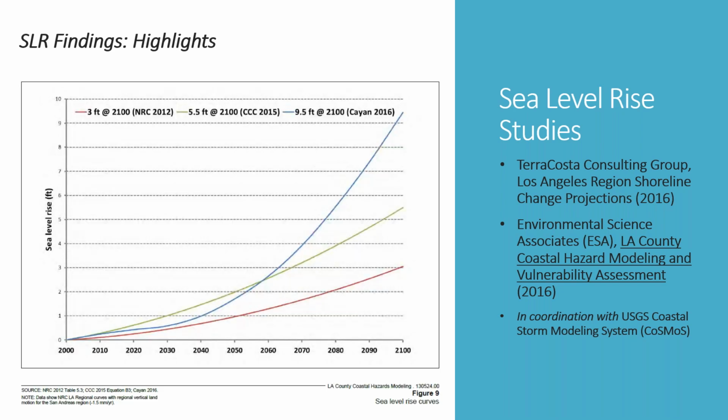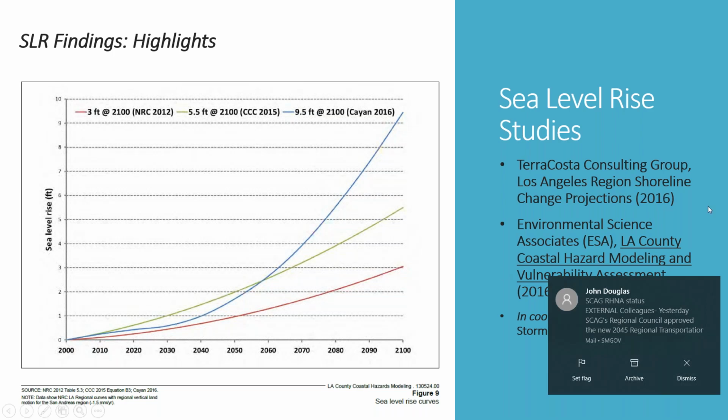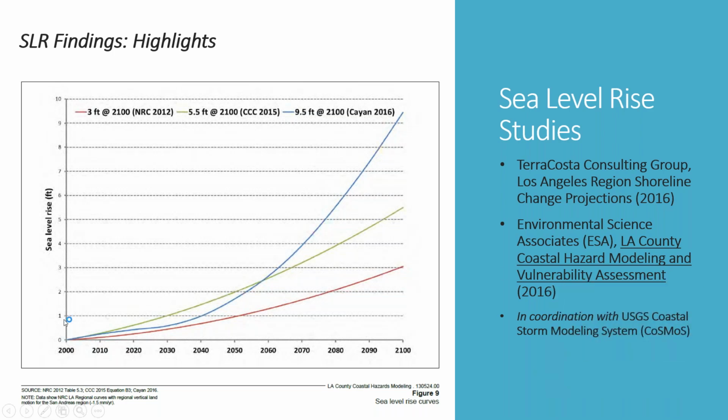As you can see from this graph, a 2012 study had anticipated a 3-foot change in sea level by 2100. With new data available, this was increased to 5.5 feet at the time of the Coastal Commission's guidance document. But only a year later, the data in the Cayan study led to the conclusion that sea level rise by 2100 might even be anticipated at 9.5 feet. As recommended by the Adapt LA Collaborative, we referenced the model results as an extreme scenario that would reflect the rate of climate change without international mitigation measures.